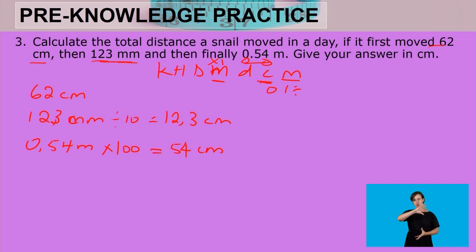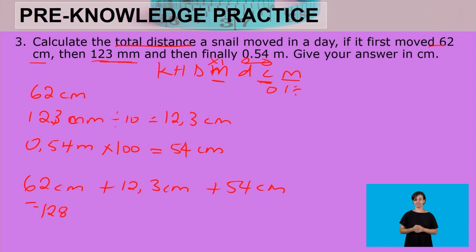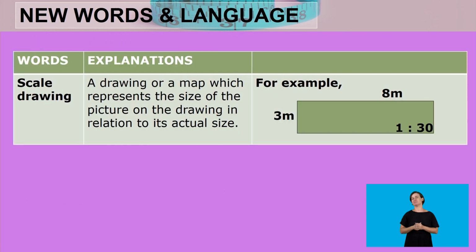Then we add everything together because they wanted the total distance. So we're going to say 62 centimeters plus 12.3 centimeters plus 54 centimeters. What total centimeters are we getting? 62 plus 12.3 plus 54 gives us 128.3 centimeters. So this is the total distance that the snail moved in that particular day.